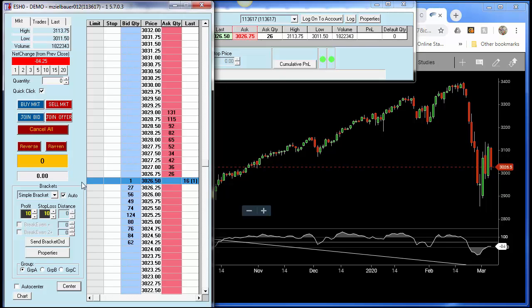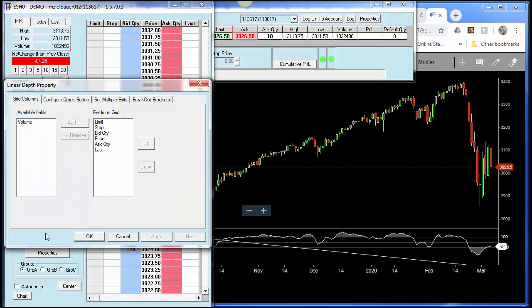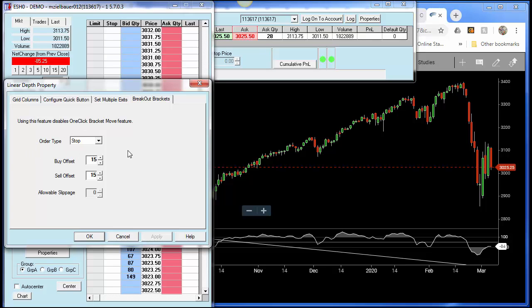So what I'm going to do is select properties. The farthest tab over is breakout brackets. The order type is a stop. Since it's a breakout strategy, it's entering on a stop. If the market rips up, I'm going to enter on a buy stop. And if the market rips lower, I want to enter on a sell stop. And the buy offset and sell offset is 15 ticks. I'll show you what that means in just a little bit. Let's make it a little tighter. How about, for demo purposes, 10 and 10.